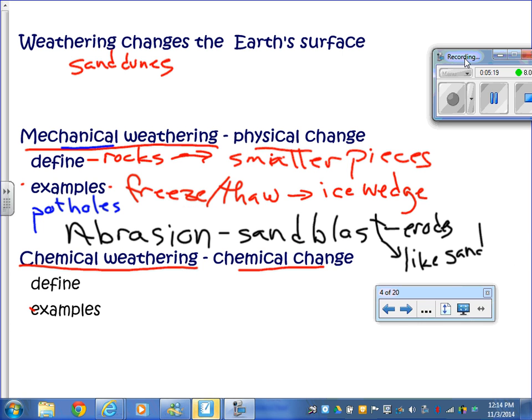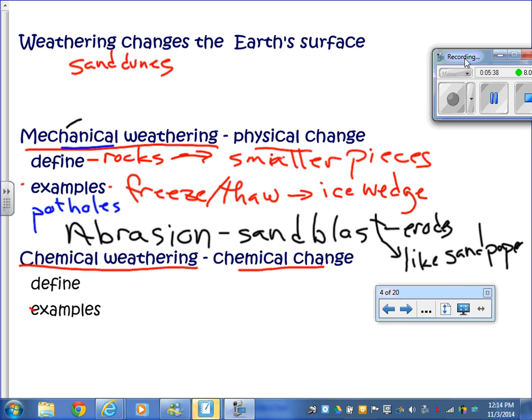Okay, and then chemical weathering. What was the last one there? Oh, and then animals. Animals are interesting because animals dig holes, and that can cause erosion too. And that would obviously be, most of the time, mechanical.